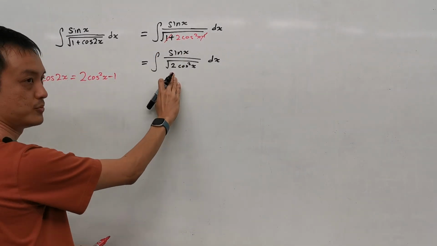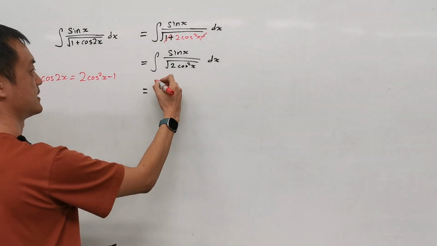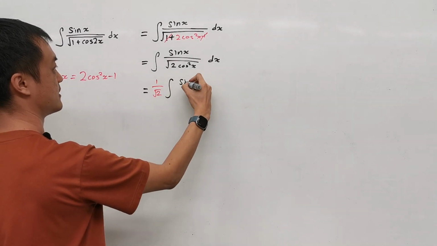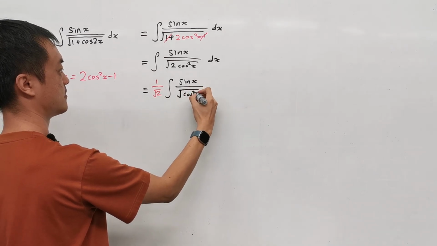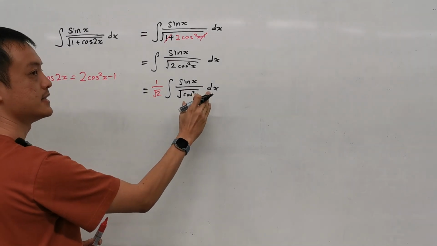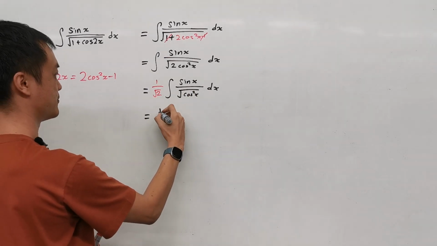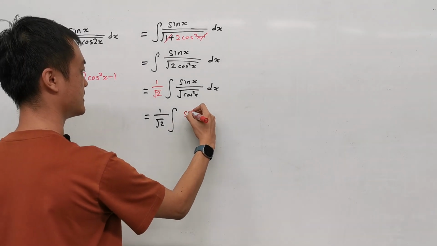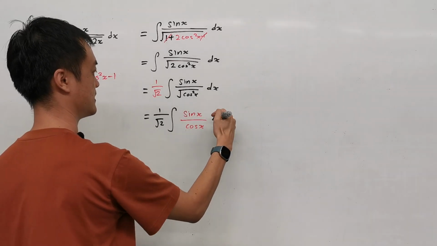Now 1 over square root 2, this is a constant. We can bring it outside. So let's bring the constant outside, 1 over square root 2. Now we are left with the square root of cosine square x in the denominator. We can remove the square root right now. So right now we are just left with 1 over square root 2, and we just need to integrate sine x over cosine x dx.